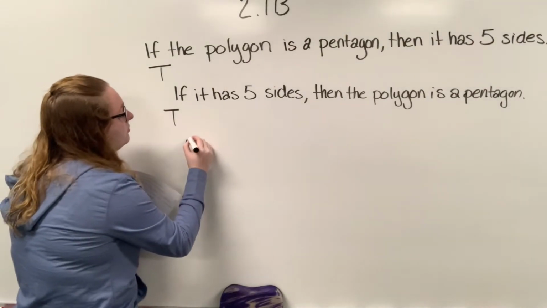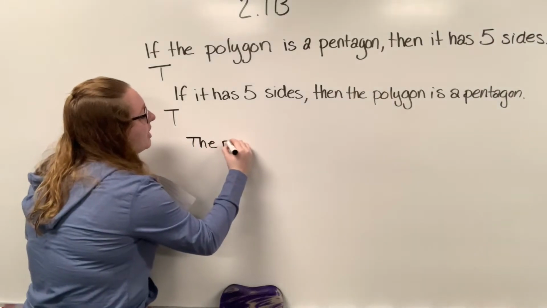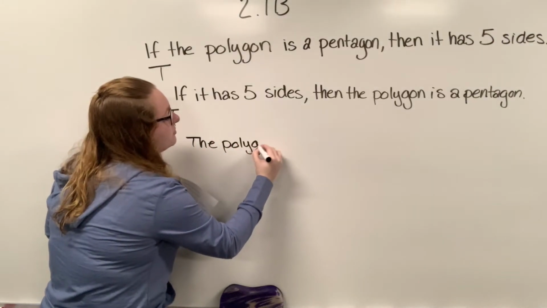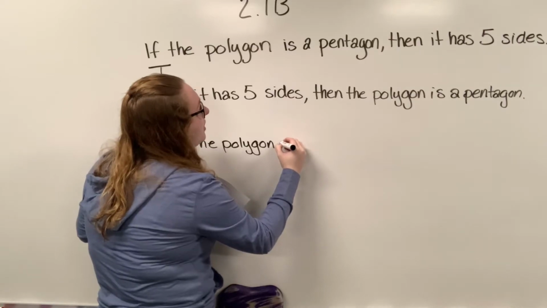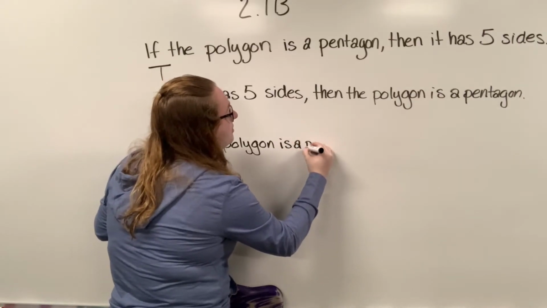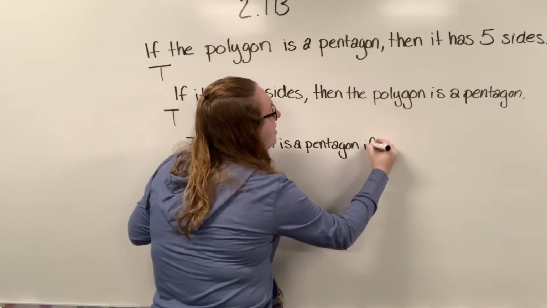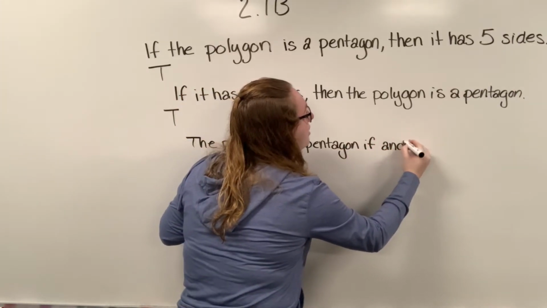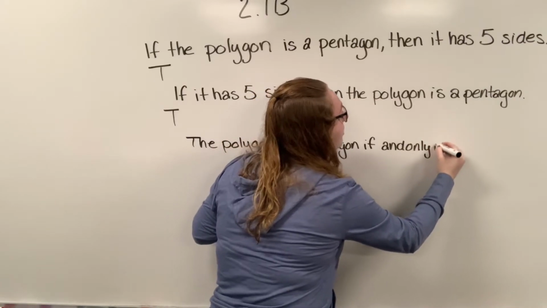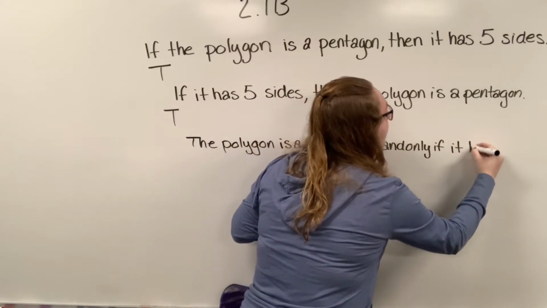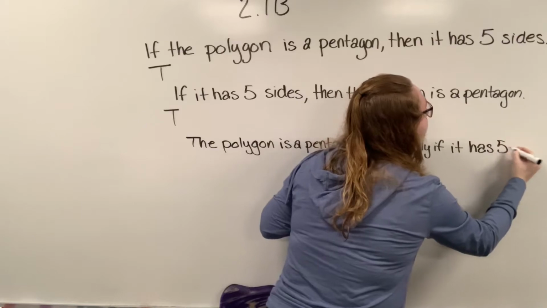So the polygon is a pentagon if and only if it has 5 sides.